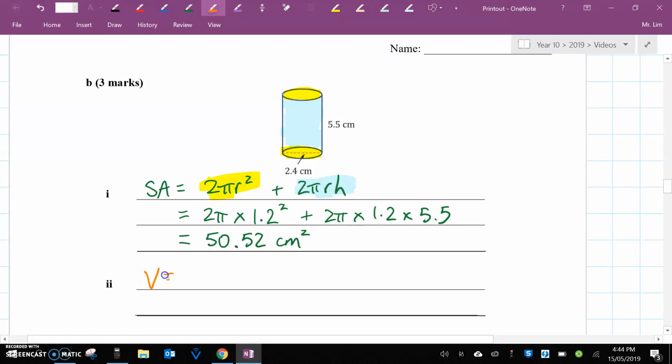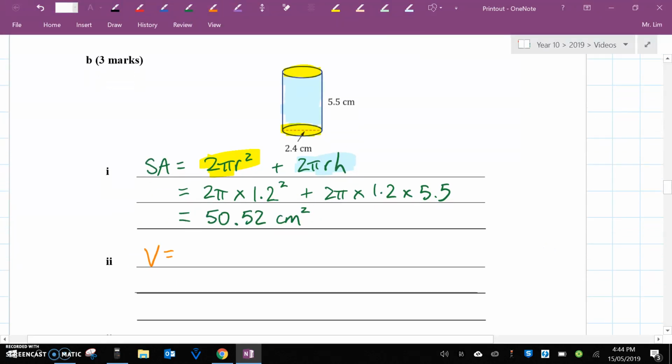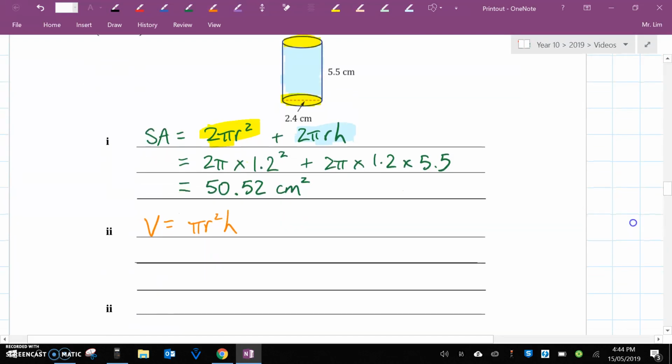The volume of a cylinder is given by the formula pi r squared h. Okay, remember, you need to memorize these formulas because they will not be provided to you in the test. Only this one will be given to you. Okay, but the volume won't be.